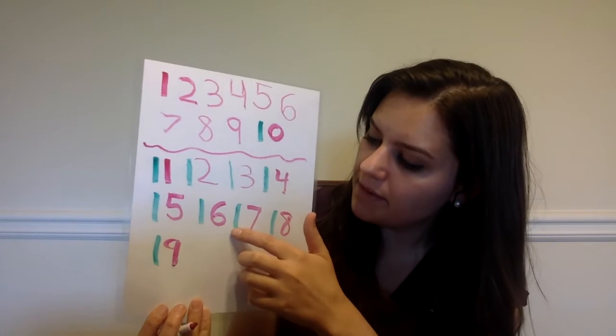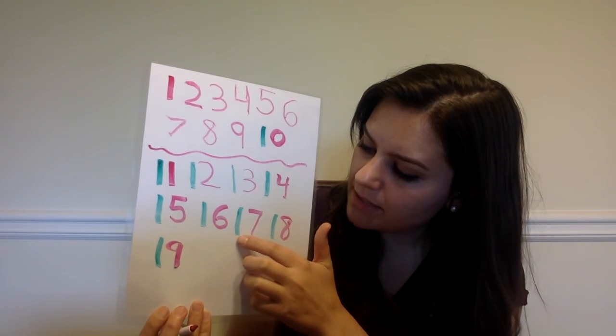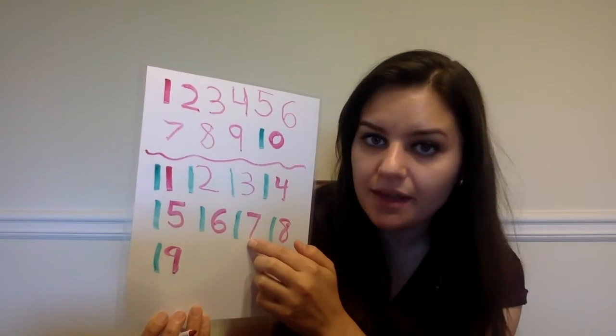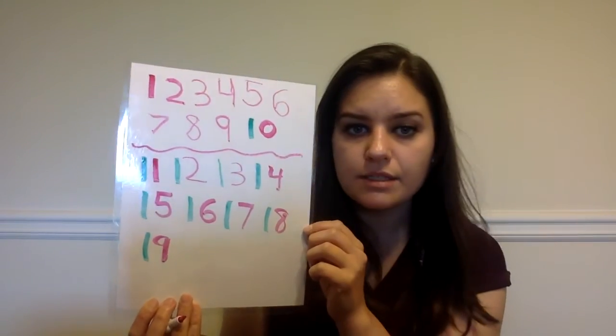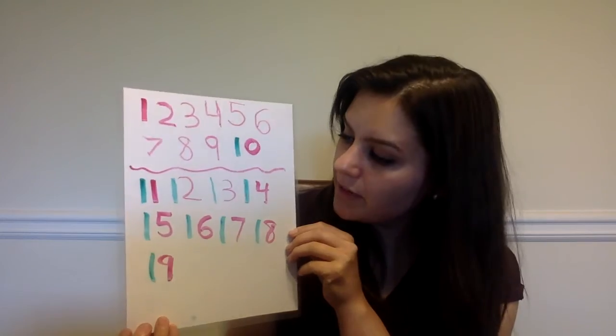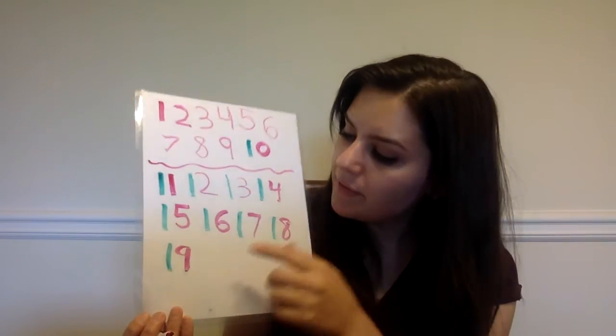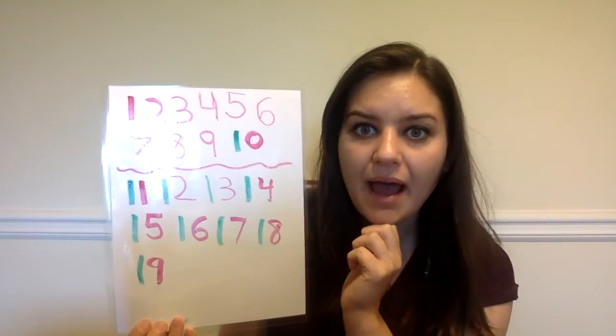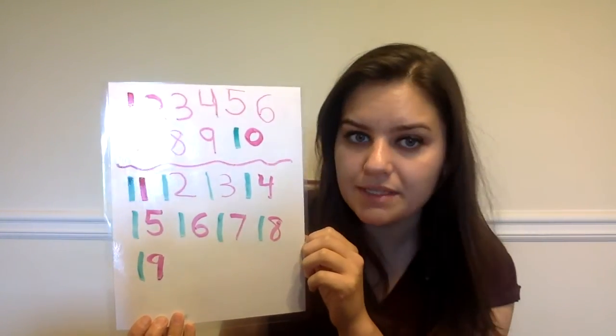So we see with our T numbers, we always have that group of 10 in the tens place, and then our extra ones are written after that in the ones place. So when you're writing your T numbers, you want to make sure that the group of tens always comes first, and then the ones will come afterwards in the ones place.